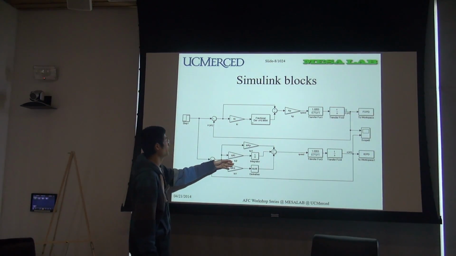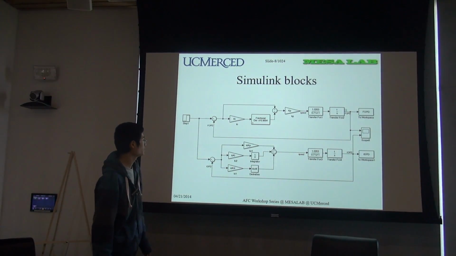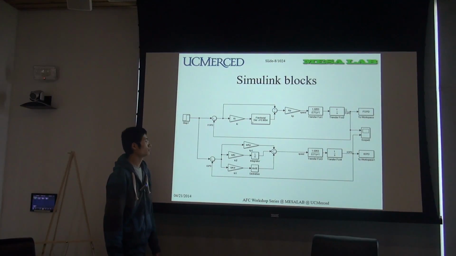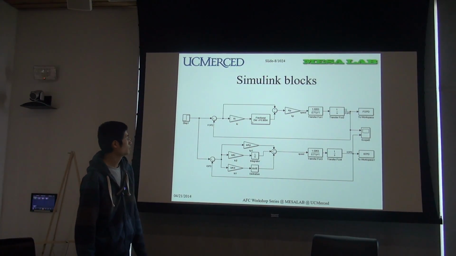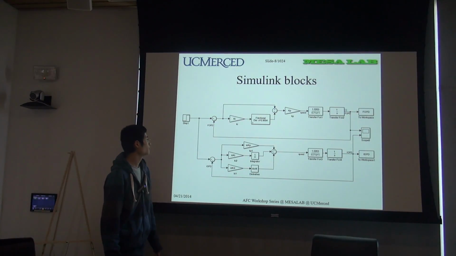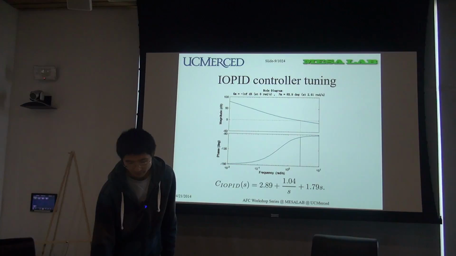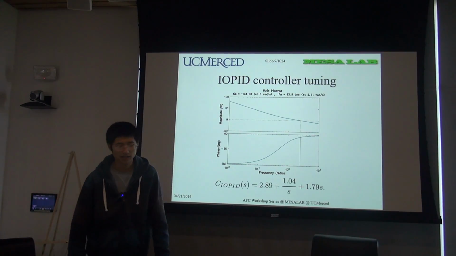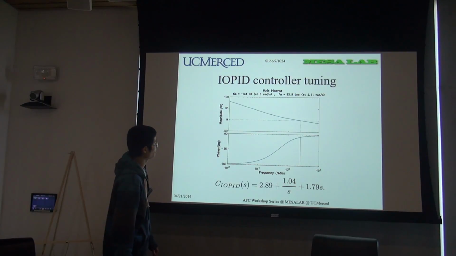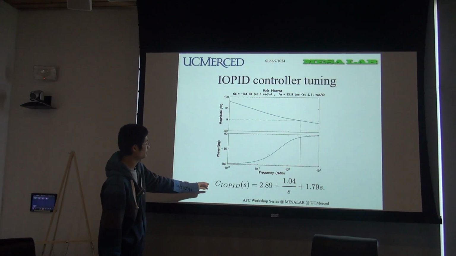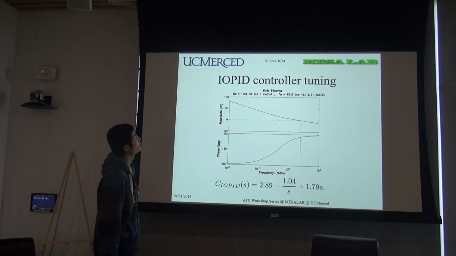There are some parameters we can change. The next step is to tune the integral order PID to get the optimal parameters for integral order PID. Use the MATLAB PID tune toolbox to get the best parameters. These are the parameters we got.